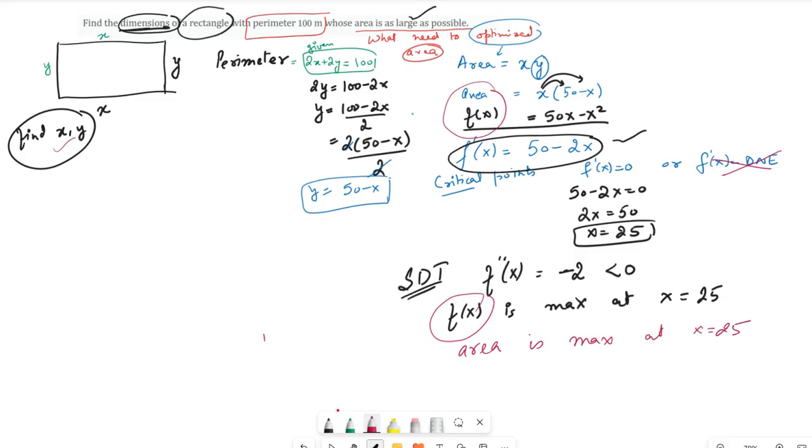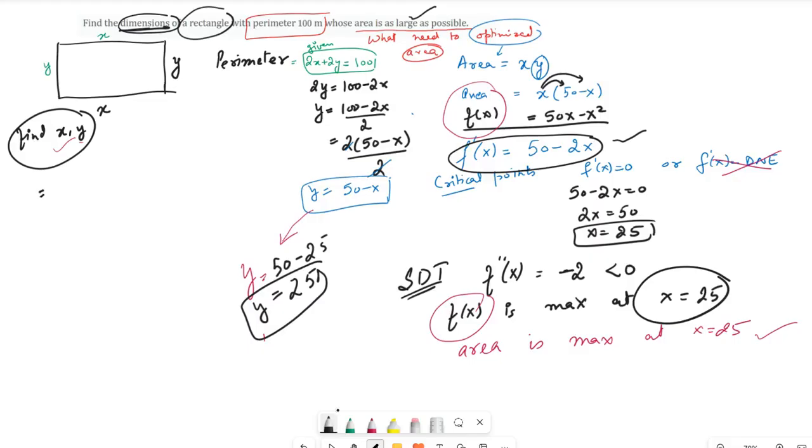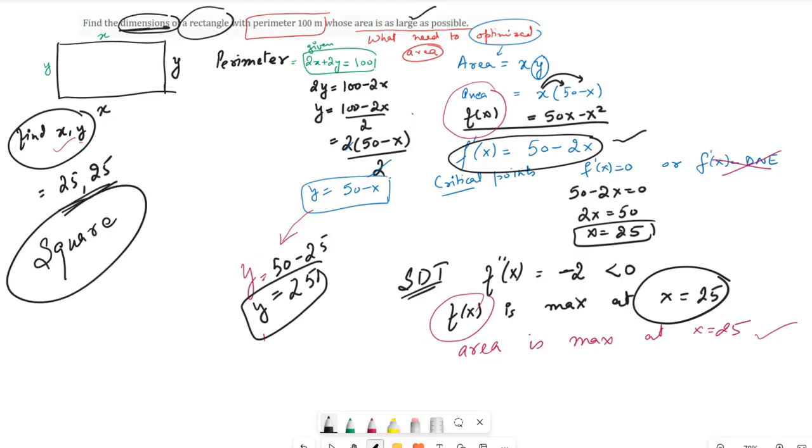So we needed to find the dimensions. We already found x. x is good. How do we find y? y can come from here. y is equal to 50 minus x. x is 25 now because we found it. Therefore, y is also 25. Our dimensions are 25 and 25. At these dimensions, the perimeter is 100 and the area would be as large as possible. So that also confirms that our rectangle would be a square to have the maximum possible area.